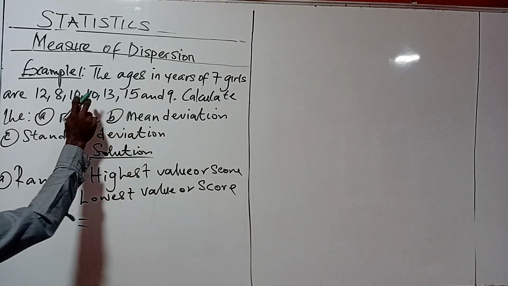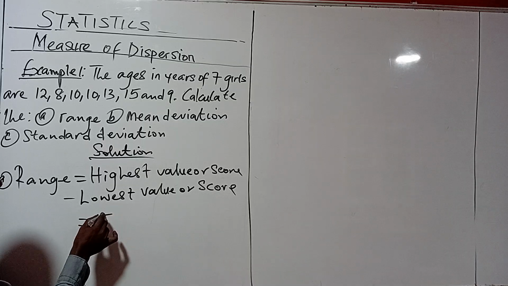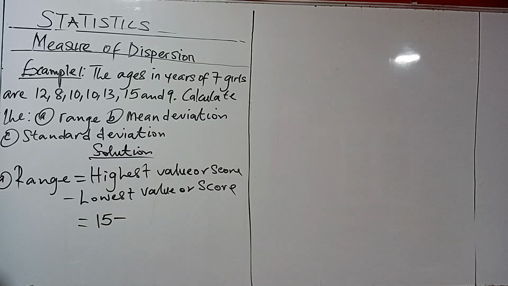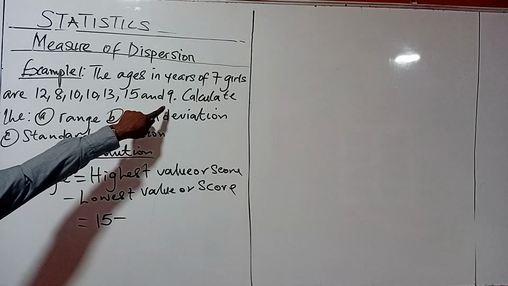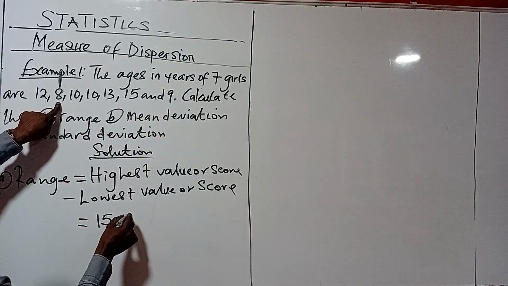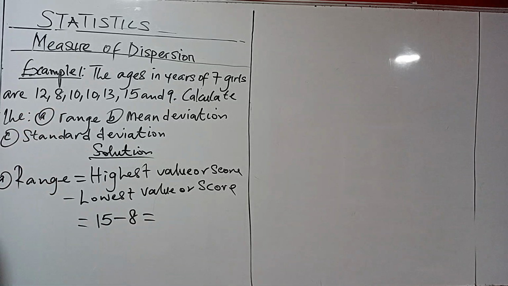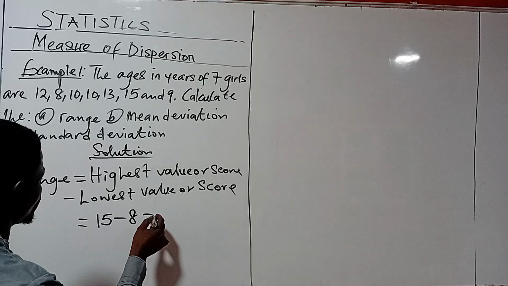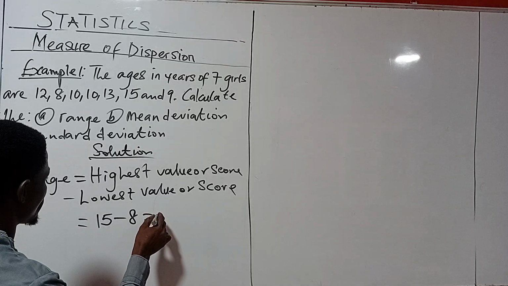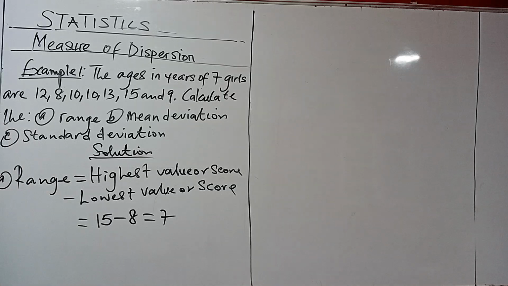Now, from this information, what is the highest value? The highest value is 15. While the lowest value is 8. Therefore, 15 minus 8, what do we have? We have 7. So the range is 7.